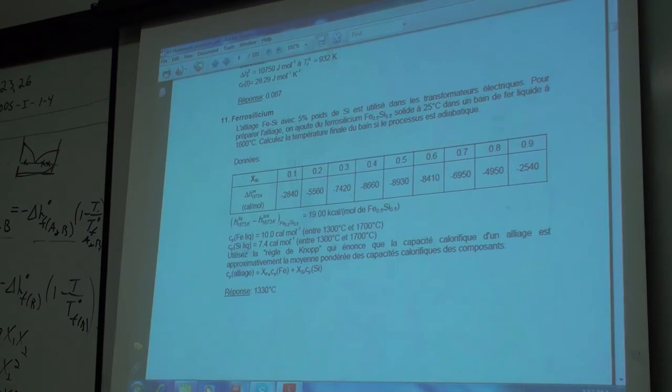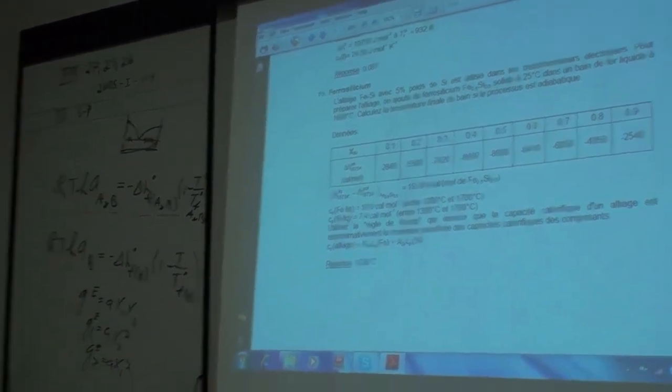You add the ferrosilicon solid at 25 degrees, and you have your bath of liquid iron at 1600 degrees. You add in your ferrosilicon at 25 degrees. You heat up the ferrosilicon. This cools down the iron. What is the final temperature of the bath if the process is adiabatic?